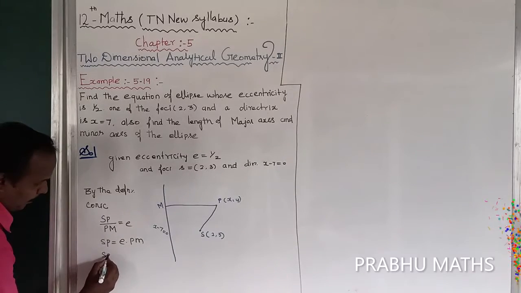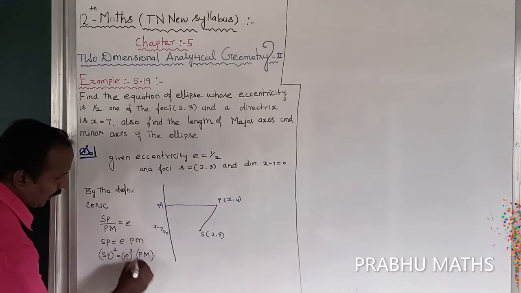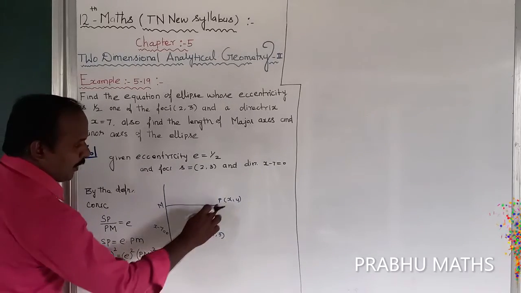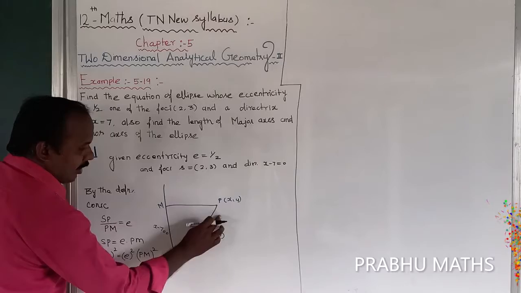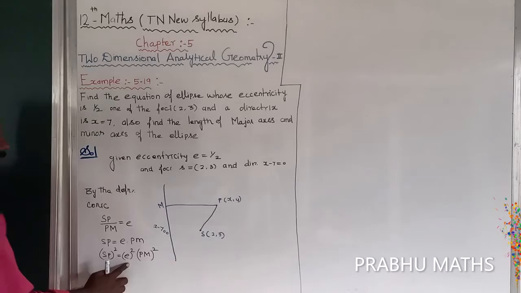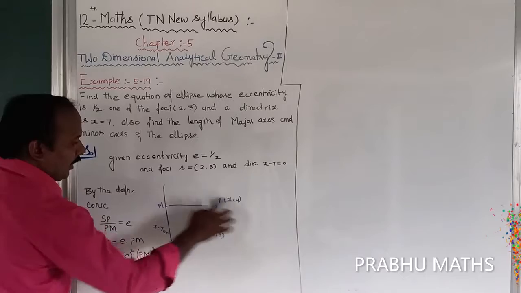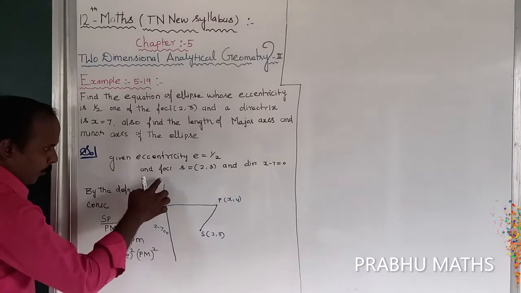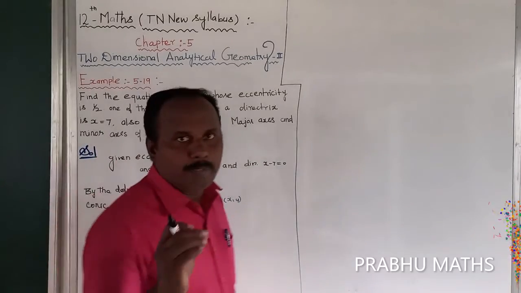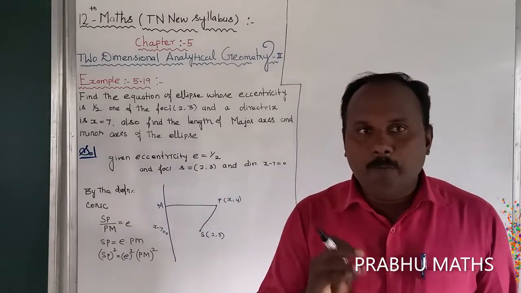SP the whole square is equal to e the whole square into PM the whole square. SP means the distance from (2, 3) to (x, y), the distance between two points. Next, e is equal to 1 by 2, so 1 by 2 the whole square. Next, PM is the distance of a point from a straight line, given by the formula: absolute value of Ax plus By plus C divided by root of A square plus B square.